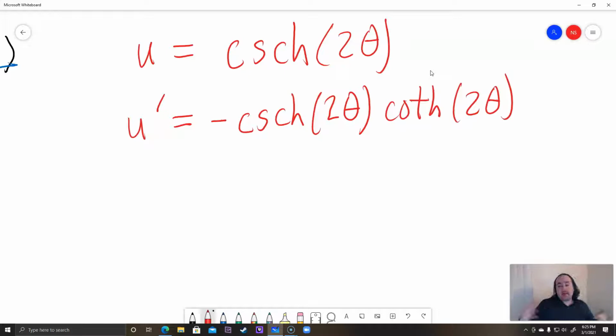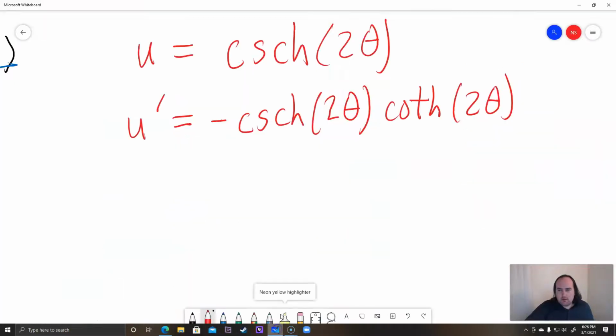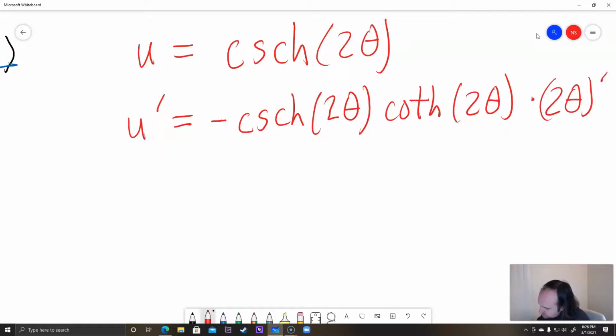So that was the derivative of the outer function. Here the outer function is cosec, the inner function is 2 theta. So the derivative of cosec, the outer function, is actually negative cosec times coth. And here we have 2 theta instead of u. And now we multiply this times the derivative of 2 theta. That's the inner function. So I took the derivative of the outer function, which gave us the negative cosec times coth, inner left alone, and now I'm multiplying this times the derivative of the inner function.